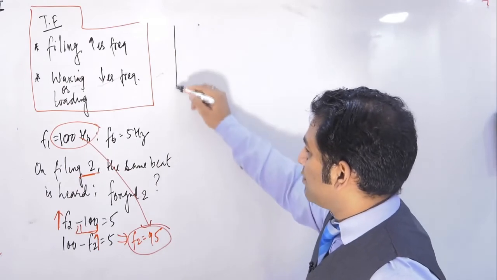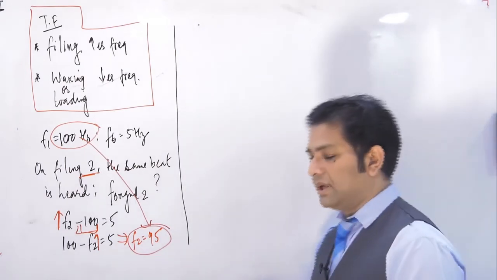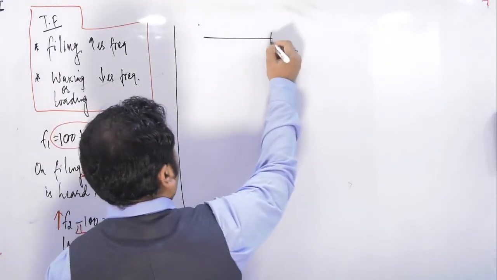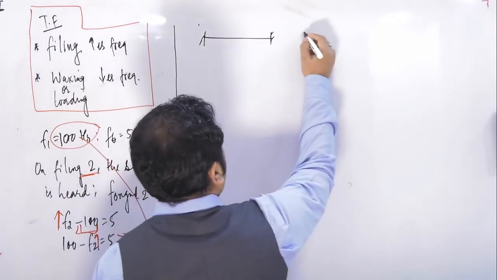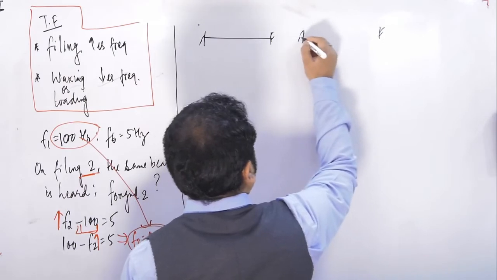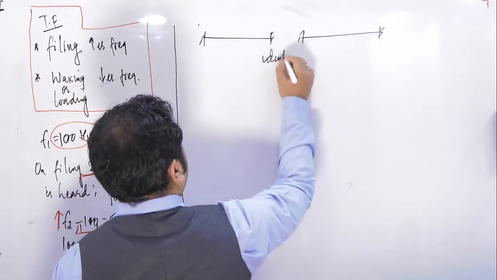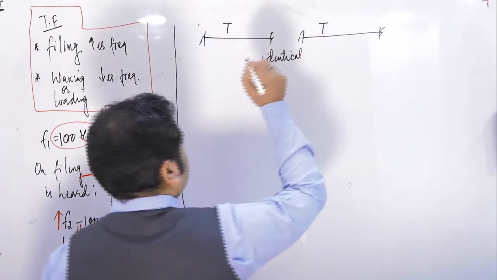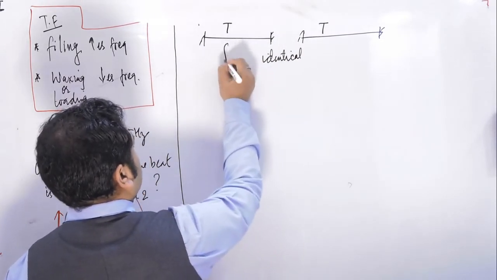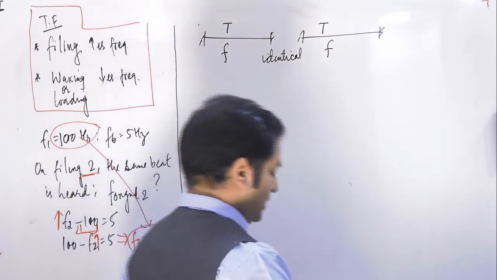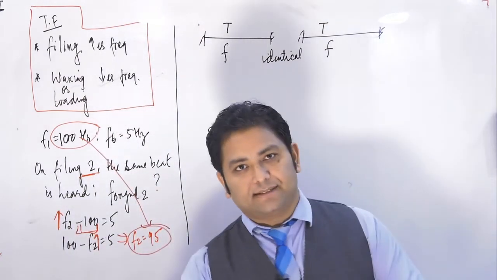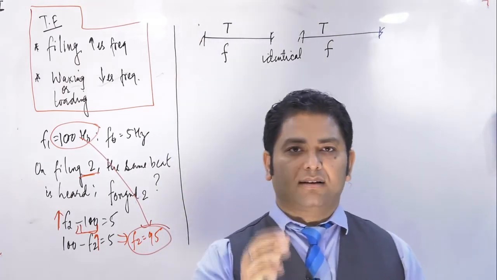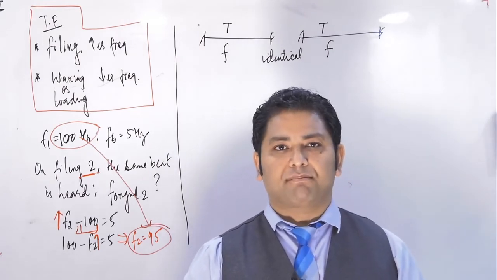There is another small discussion in beats, and that discussion is something like this. Like you have two strings, and these are completely identical strings. One has tension T, the other has tension T, and they are having a frequency F. If the strings are completely identical, then the frequency produced would also be the same.